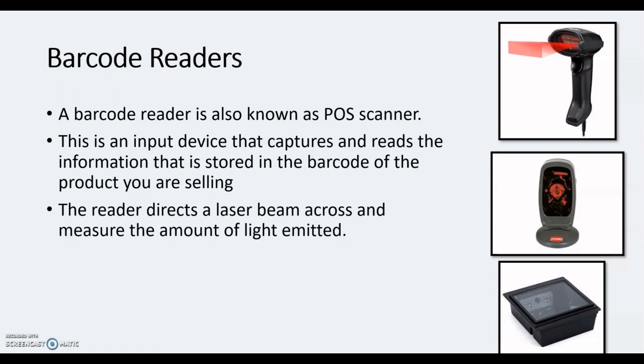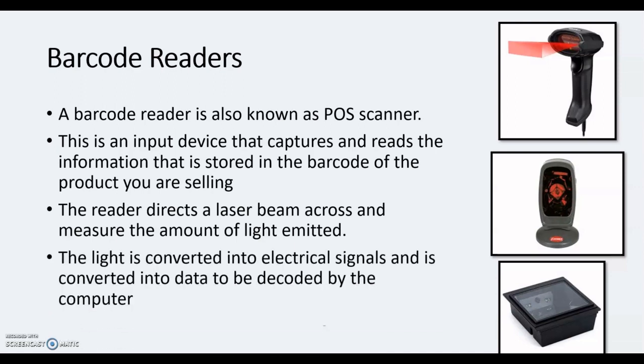So how does it work? We are going to go into some detail about this in the video, but this is how it works. The reader directs the laser beam across to measure the amount of light reflected. So if there's lots of light or if there's no light. That's all it does. It's that simple. That's why they work so quickly. It's a very simple technology, yet a very clever one. Once the light is detected, it's converted into electrical signals, and this data is decoded simply by the computer. But let's go into some more detail now about barcodes.